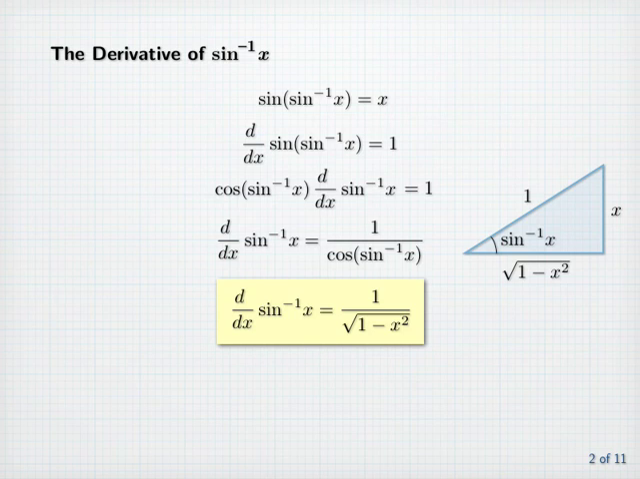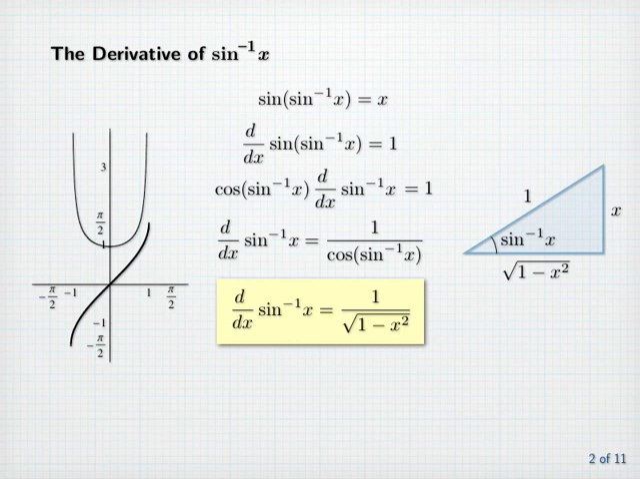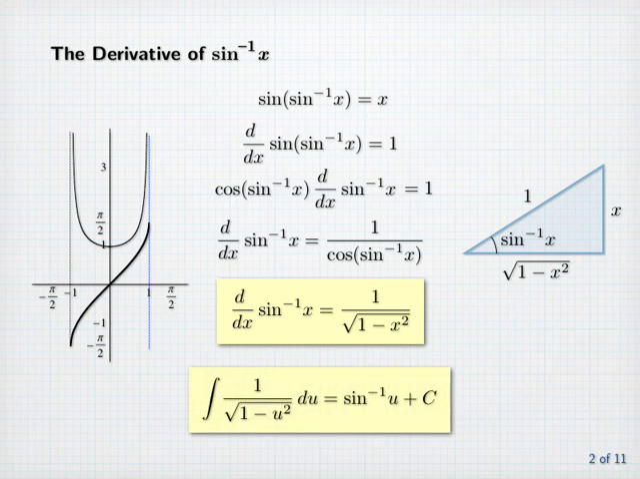Let's think about this in terms of the graph of inverse sine of x. Here's the graph of its derivative, 1 over the square root of 1 minus x squared. Notice that the derivative approaches infinity as x approaches 1 from the left and as x approaches minus 1 from the right, and it has its minimum value at x equals 0, where the graph of inverse sine has an inflection point. Now from this differentiation formula, we immediately have an indefinite integration formula. The indefinite integral of 1 over the square root of 1 minus u squared du equals inverse sine of u plus c.